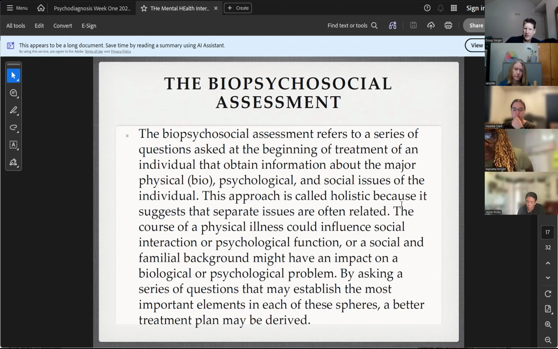The course of a physical illness could influence social interaction or psychological function, or a social and familial background might have an impact on biological or psychosocial. Each one has an effect on the other. So by asking these questions, that establishes the most important elements of each of these spheres, what's going on within each of the biopsychosocial, so that we can create the treatment plan that covers holistic care.